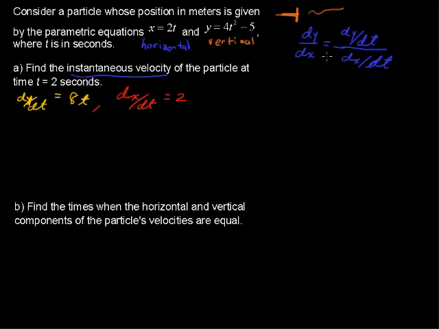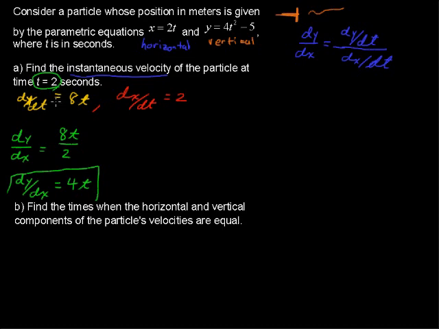Let's put those together and find the dy/dx. dy/dx is the first one, the 8t, divided by the derivative of x. That's 2. So that would equal 4t. I'll take one last step to simplify that. We get 4t. That is in parametric form. Now we want to find it. What is the instantaneous velocity when t equals 2 seconds? Well, let's just plug it in there.